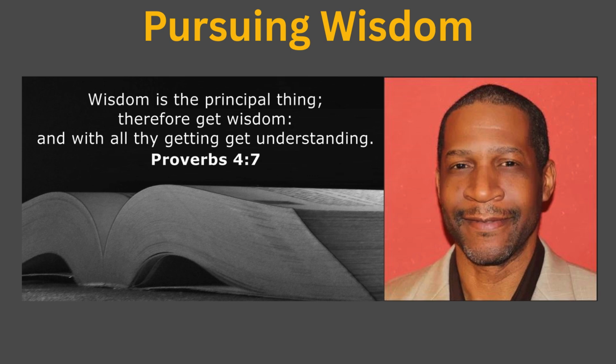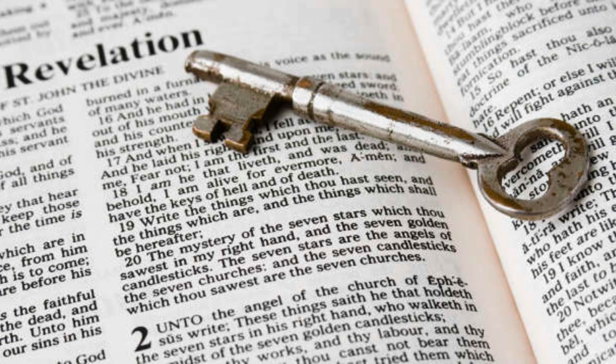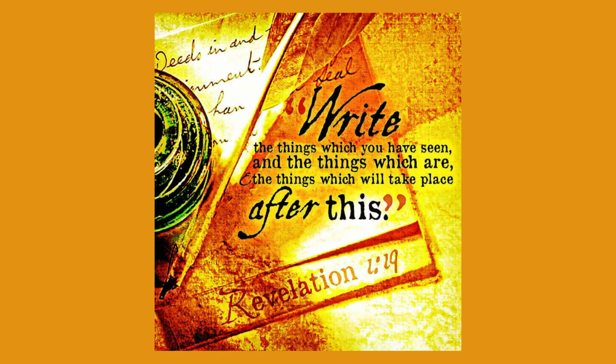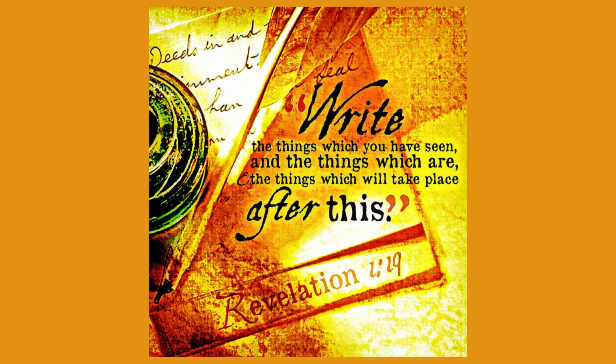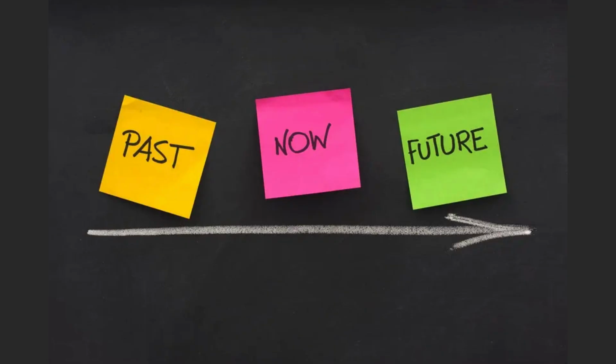My name is Robert Davis, and today we're going to look at the correct outline to the book of Revelation. Revelation 1:19 is the undisputed key to the book of Revelation. The key consists of three parts: the things that thou hast seen, the things which are, and the things which shall be hereafter. In simple English, it's the past, the present, and the future.